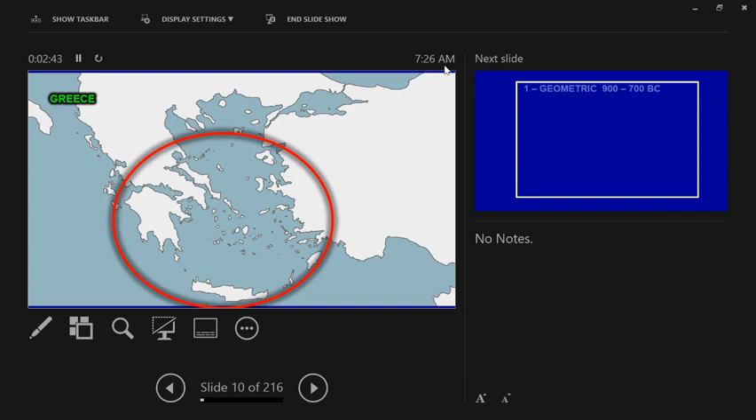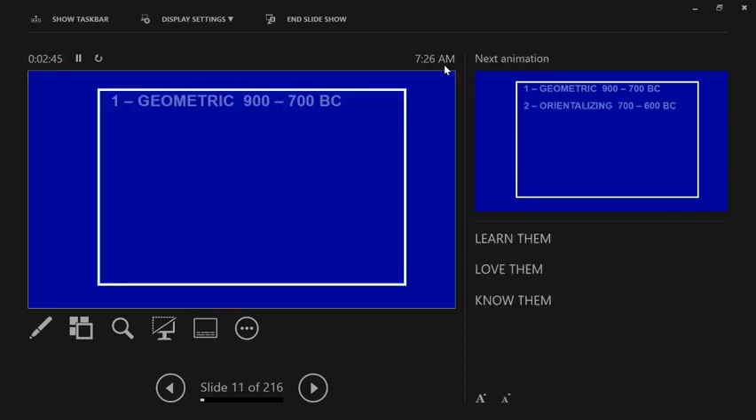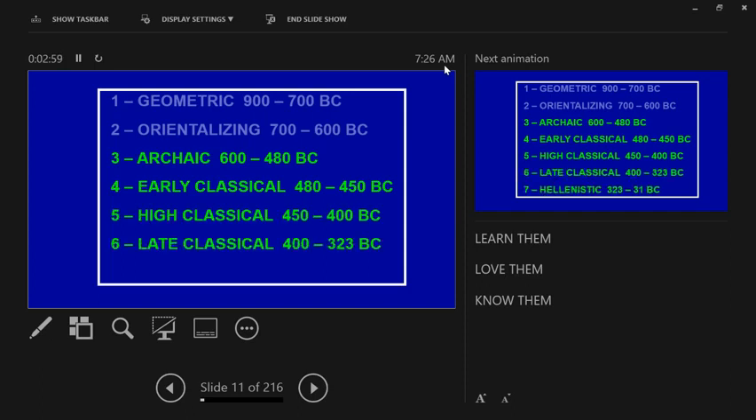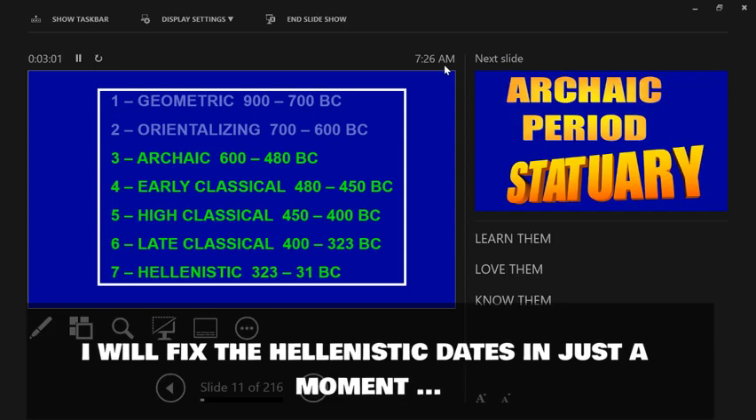All right, so there are different divisions in Greek art. There's the geometric, the orientalizing, archaic, early classical, high classical, late classical, and Hellenistic. Because of time constraints, we're going to skip the first two and start with archaic.